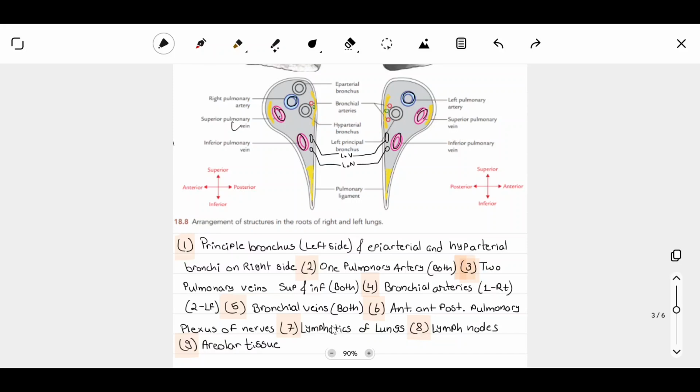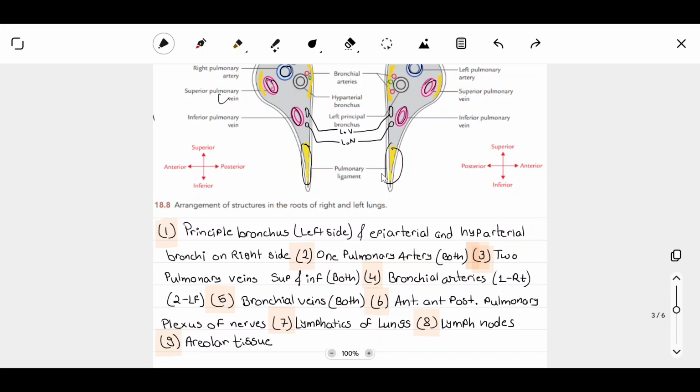Next we have a pair of lymphatics in both lungs. These are our lymphatic vessels. And next we have a pair of lymph nodes present in both the lungs, and lastly we have our areolar tissue. This is the areolar tissue. Hope you can understand this and can appreciate that I am simply viewing the diagram and listing the contents of the root of lung.